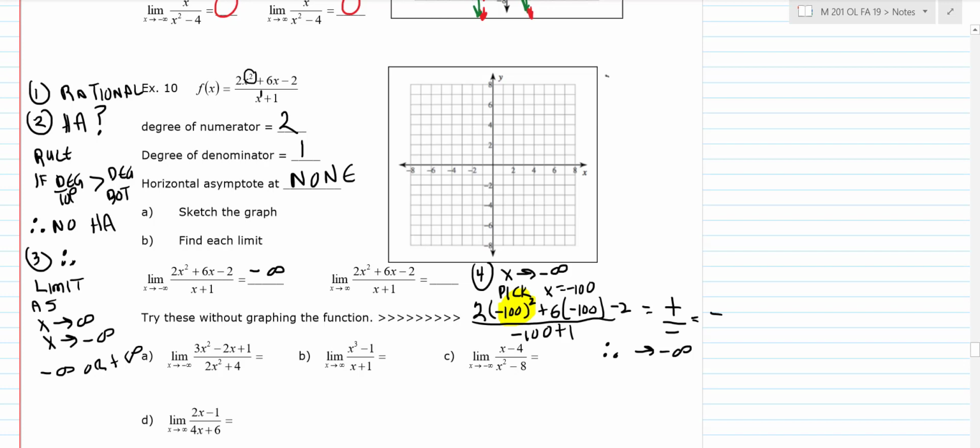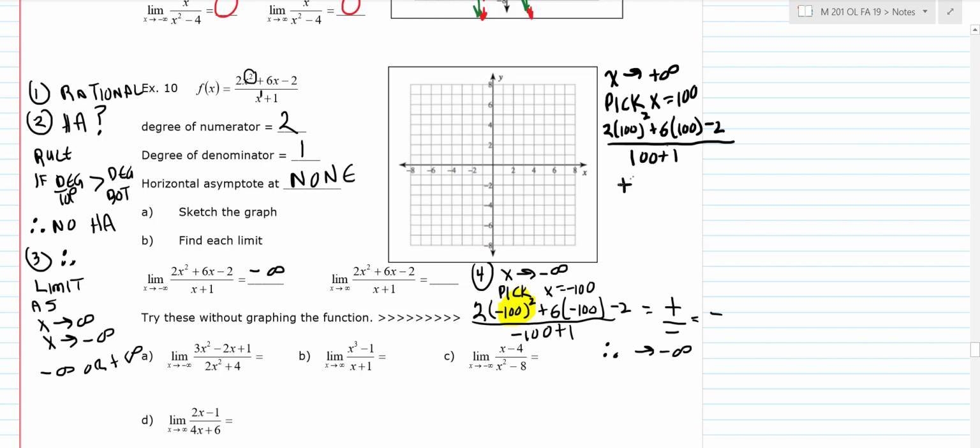Okay, so let's do x approaches positive infinity. So pick a big positive number. So let's say x is 100 this time. Again, plug into the numerator. So we have 2 times 100 squared plus 6 times 100 minus 2, all over 100 plus 1.